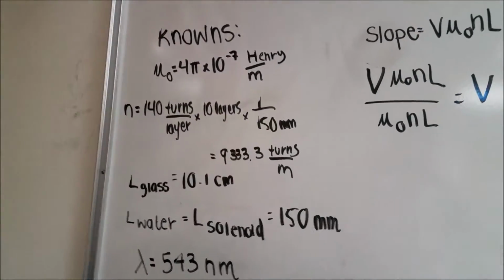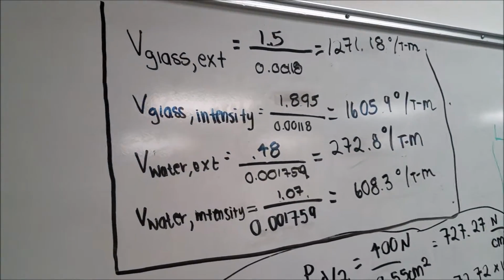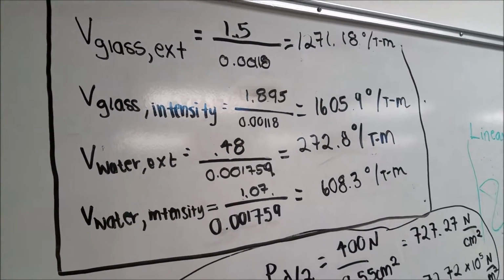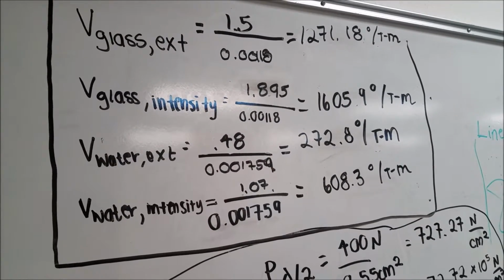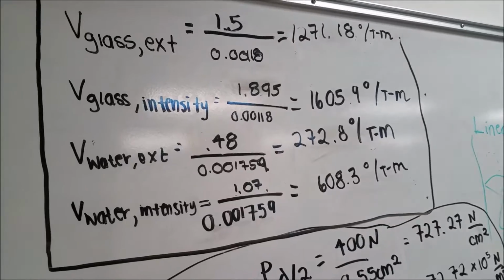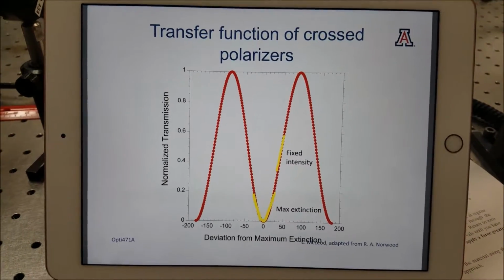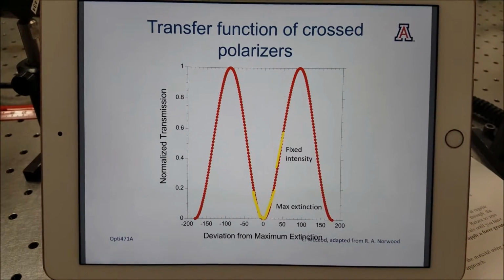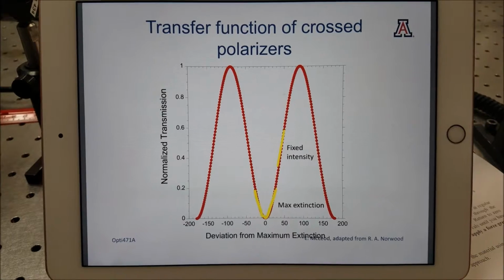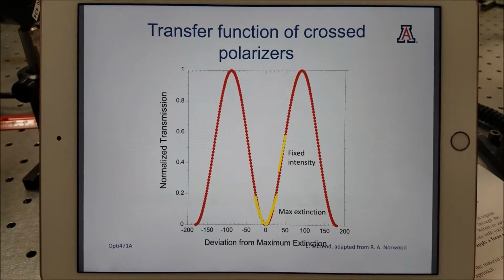Plugging in all of our known values and using the slopes we found from our graphs, we get these values for the Verdet constants. You can see that they vary a lot from the two different methods. So we can assume that the maximum extinction method is going to give us our best results. However, because the magnetic field varies radially, if the beam is not going directly through the center, we will get some source of error.